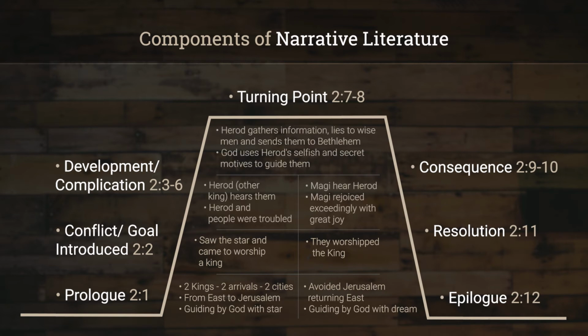But also notice the parallel structure on the complication and the consequence. In the complication, it says that Herod, the other king, hears them. In the consequence, the Magi hear Herod. In the complication, it says Herod was troubled and all the people with him. Notice the response in verses 9 and 10. At the end of verse 10, it says, when they saw the star, they rejoiced exceedingly with great joy. Remember, Hebrew narrative doesn't add details for no reason. Matthew could have just said they were happy, they were joyful, or they had great joy.